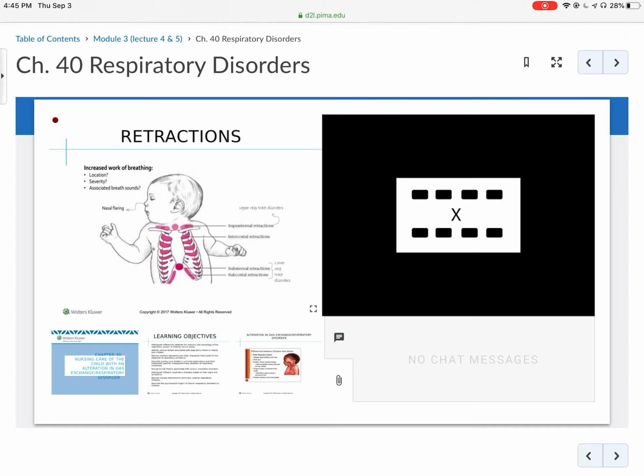We want to be able to identify the retractions and use the name. You can't just say the baby's retracting. We need to know exactly where they are. So learn these names of retractions, because you may see them later, and also because it's intelligent charting when we can talk about where the retractions are.